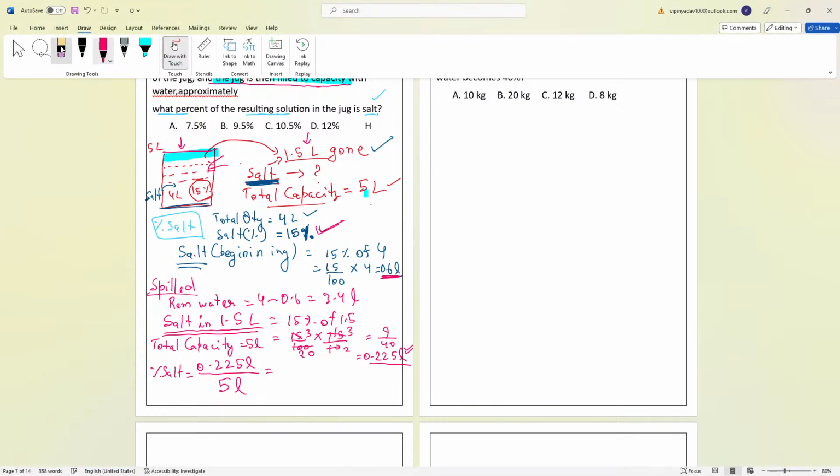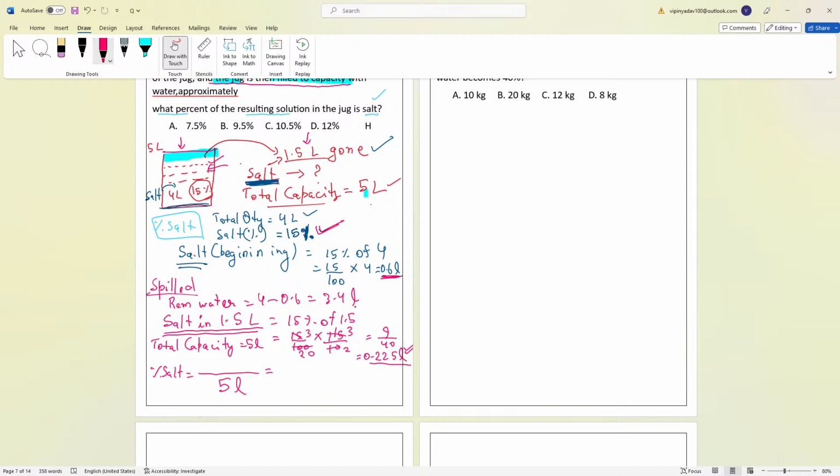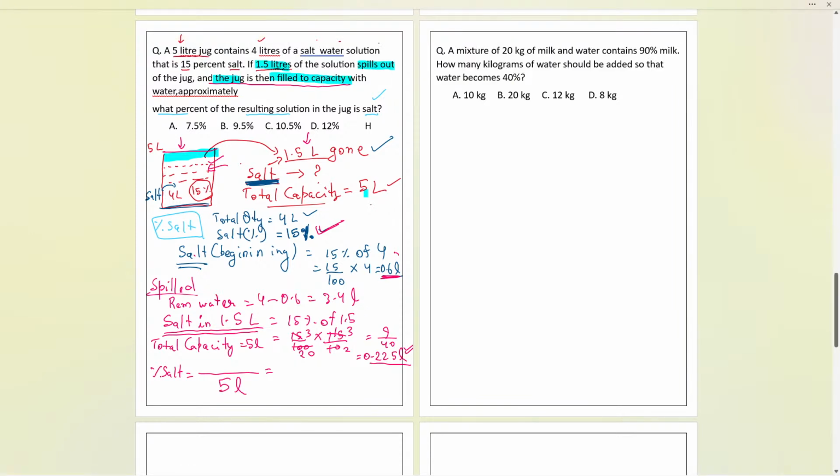So let us write over here. By mistake we have taken this. We have to take the remaining part. So what is the remaining part? After subtracting from the earlier 0.6 the amount spilled, let us subtract 0.6 minus 0.225 liter. It will come out to be 0.375, divided by 5 liter, multiplied with 100. If you calculate, you will get the final answer as 7.5 exactly. So A is the correct answer we have got.